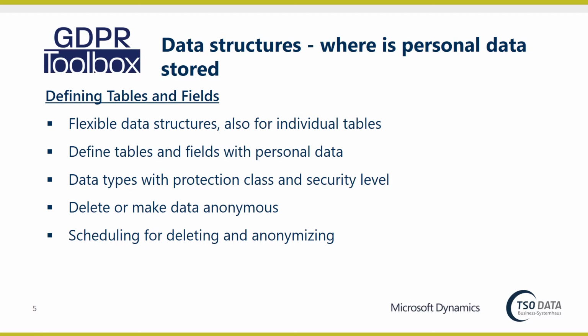There are many areas in NAV where personal data can be stored. To define these areas, you can define the data structures, flexibly, for example, for employees or sales activities. The respective data structure is a collection of tables that can contain both standard tables and individual tables and maps corresponding hierarchies. You can also insert fields from your tables there, both standard fields and individual fields that potentially contain personal data. You can also define the data types in the tables, the protection classes, and the security level for the data stored there.